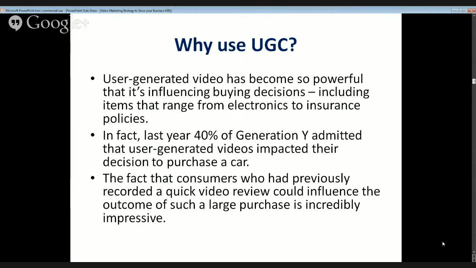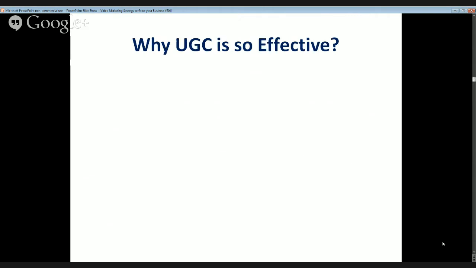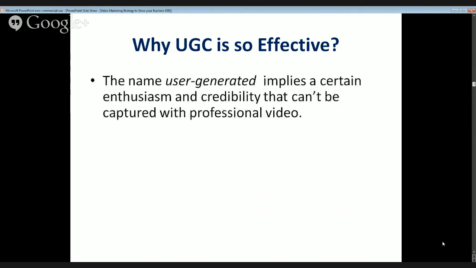And your business really should be using user-generated content. Now, the question is, why is UGC so effective? Well, the name user-generated implies a certain enthusiasm and credibility that can't be captured with professional video. Okay, so we can all create very sleek marketing professional video that looks fantastic, but the audience knows that we are trying to sell something.